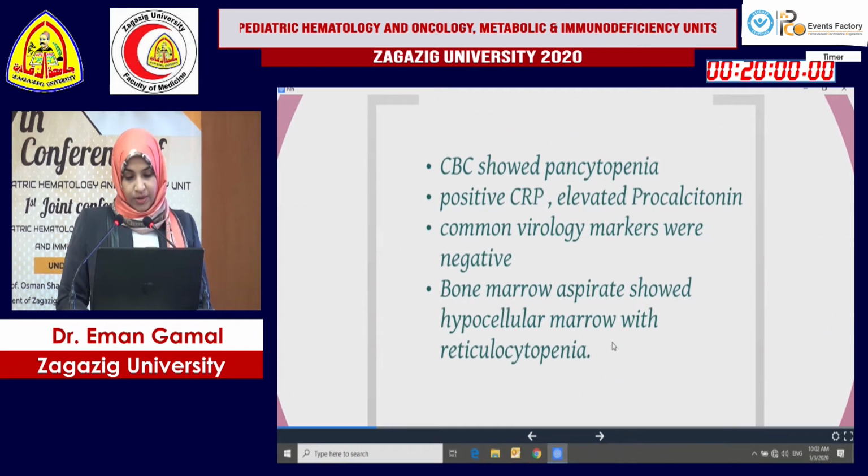Investigation: his CBC showed pancytopenia with positive CRP and elevated procalcitonin. Common virology markers were negative, and bone marrow aspirate showed hypocellular bone marrow with reticulocytopenia.